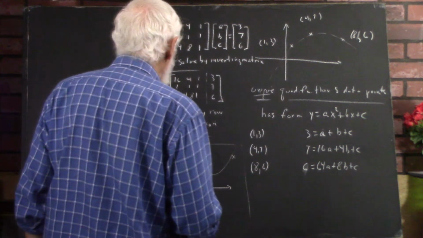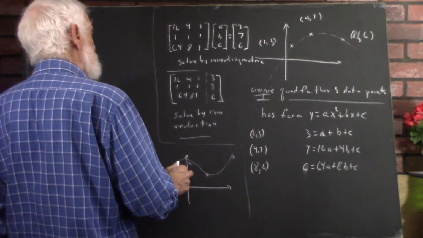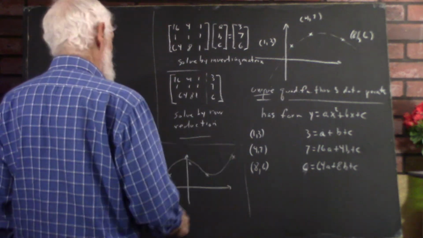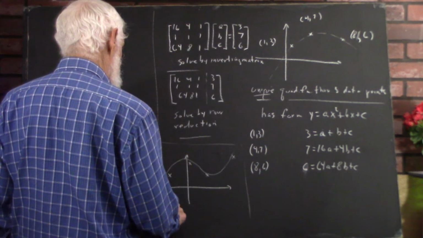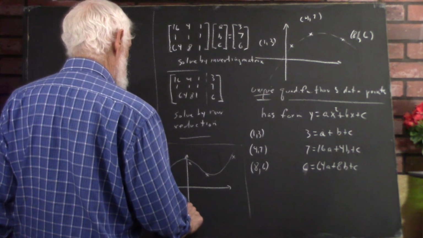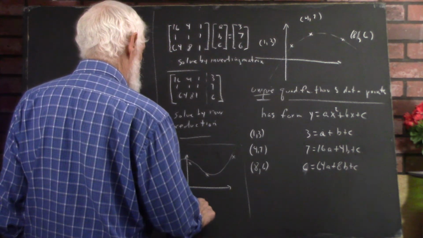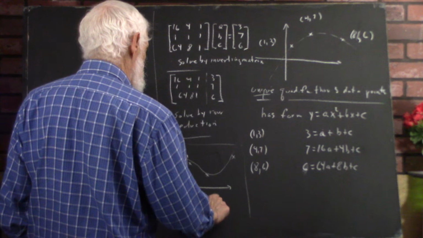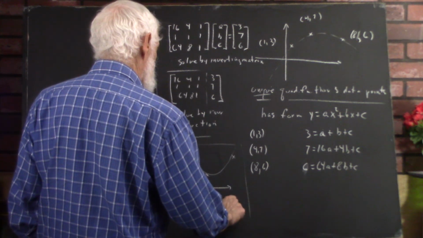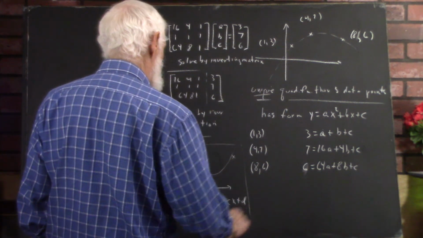Okay, so we have this curve. Well, we'll do ax cubed plus bx squared plus cx plus d.